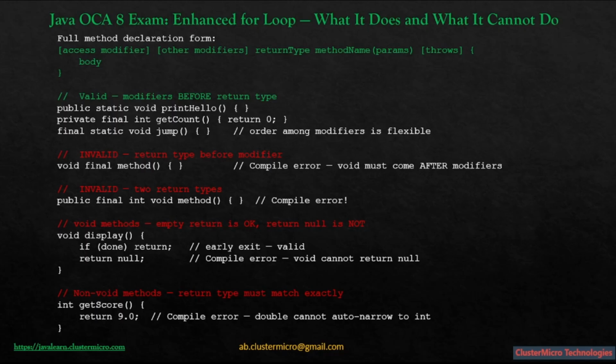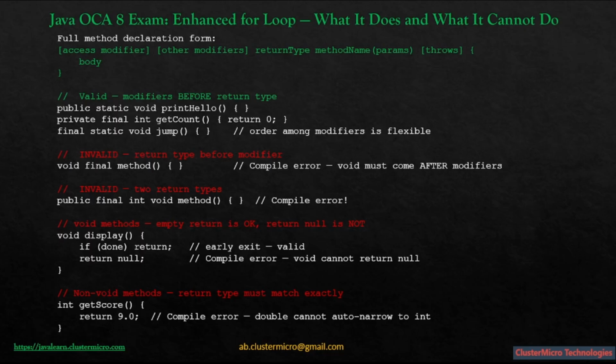Java allows some flexibility in the order of modifiers. For example, both public static void and static public void compile successfully. However, all modifiers must appear before the return type. Valid modifiers before the return type: public static void printHello, private final int getCount return 0, and final static void jump. The order among modifiers is flexible.